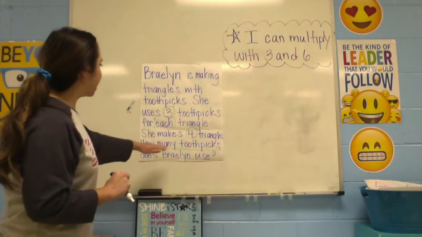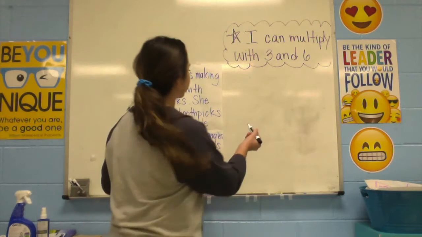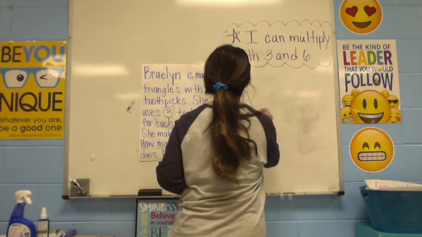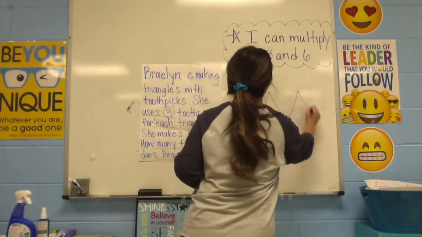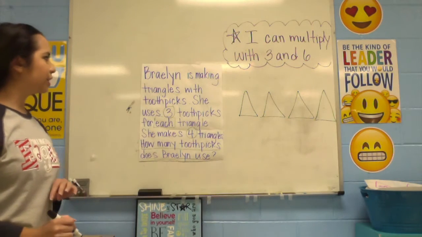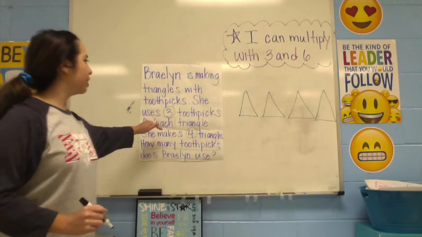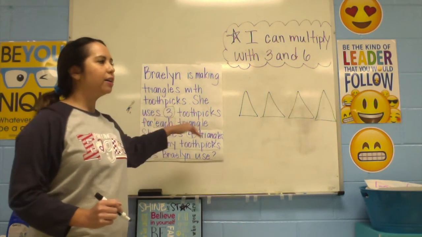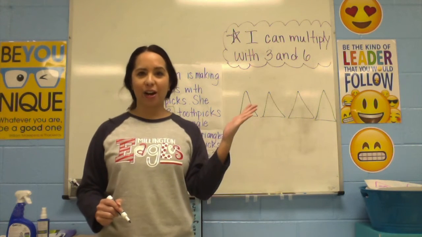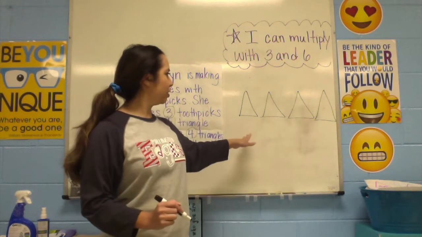All right, again, I know she makes a total of 4 triangles. Let me draw 4 triangles. Those 4 triangles represent equal groups. Okay, here are her 4 triangles. And then it says she uses 3 toothpicks for each triangle, okay? Oh, I wonder why she uses 3 toothpicks. Probably because, look at these triangles.